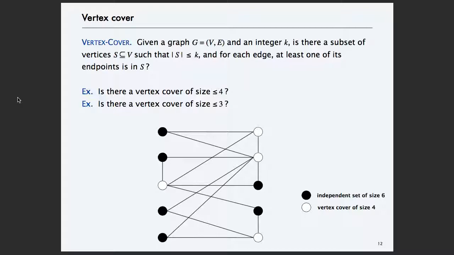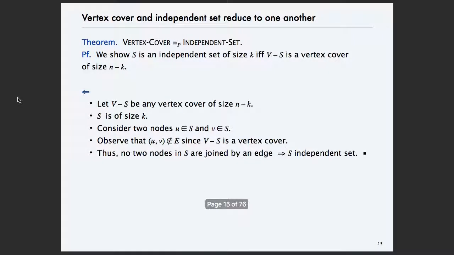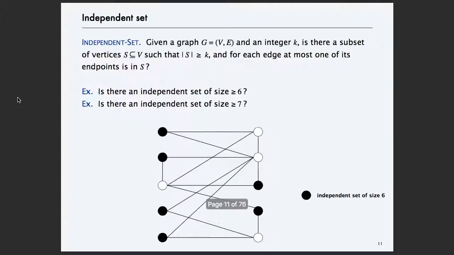We saw the vertex cover problem: given a graph and an integer k, is there a subset of vertices S such that the size of S is less than or equal to k, and for each edge, at least one of its endpoints is in S. And then we saw that they are the same thing. They are duals of each other. If S is an independent set of size k, then V minus S is going to be a vertex cover of size n minus k. They are basically the same thing. That's vertex cover and independent set.